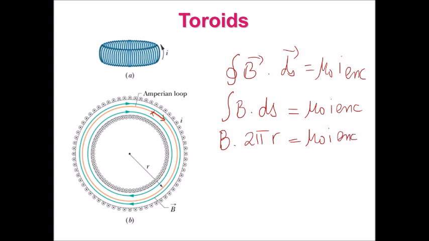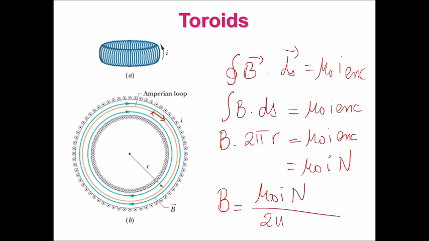And what is I enclosed? I enclosed is here. That's the current enclosed. There is a lot of current coming into the board. How much current? Well, that just depends on the number of turns. So this is just mu 0 I times n. So B is mu 0 I n over 2 pi r. So we have here the number of turns per unit of length. The number of turns is n, and the length is just 2 pi r, the circumference of the circle. So it's quite similar to the formula of the solenoid. The thing is that r is changing here, so the magnetic field is not uniform.